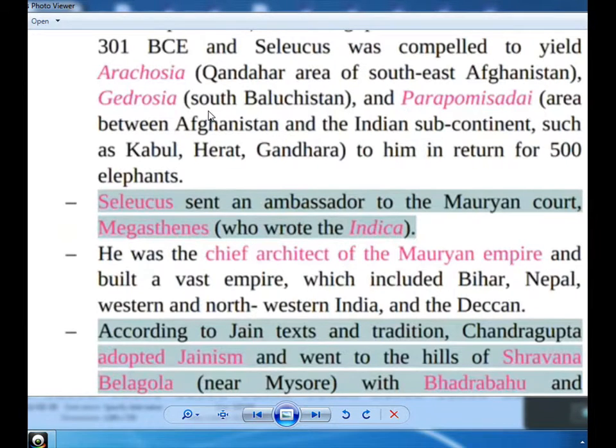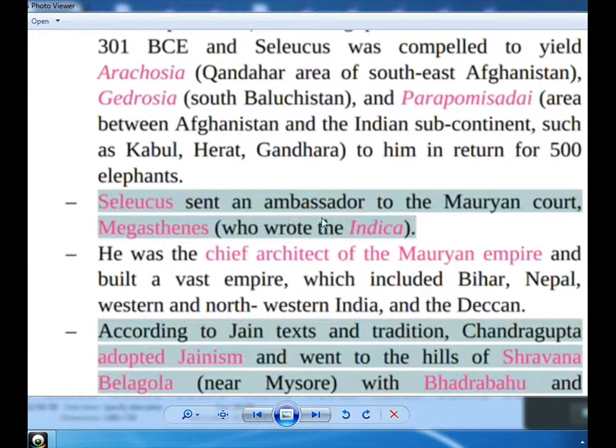He also yielded Gedrosia, South Baluchistan, and the area between Afghanistan and the Indian subcontinent, such as Kabul, Herat and Gandhara, to him in return for 500 elephants.